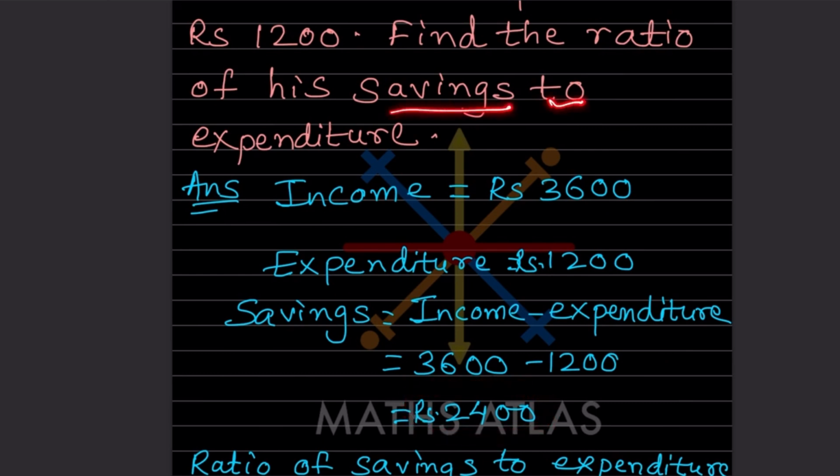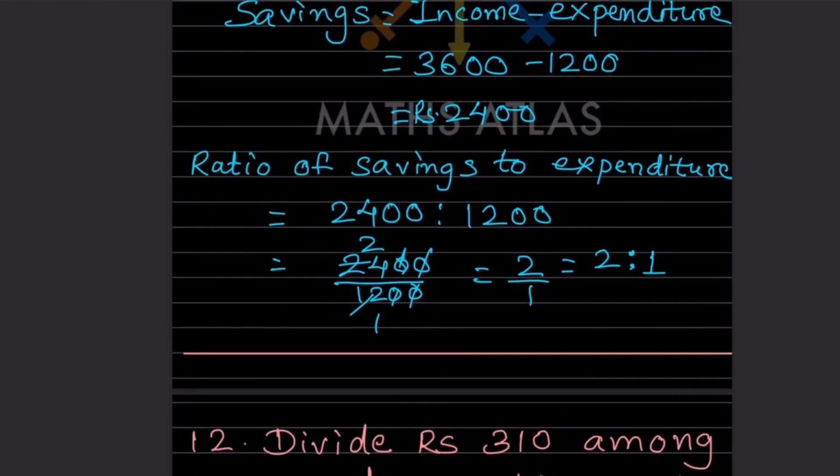So we want savings to expenditure. So savings is 2,400. So yeah, savings and expenditure. Expenditure is what? 1,200. So this is very important. Just see what is written in the question carefully. Okay. So now look at here.